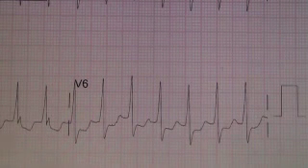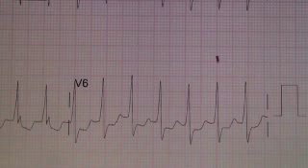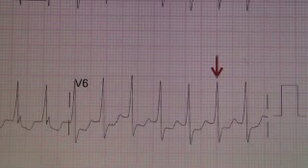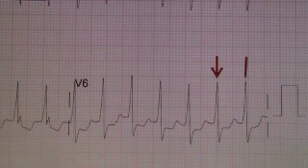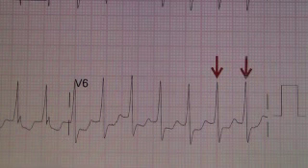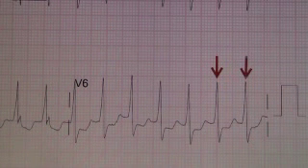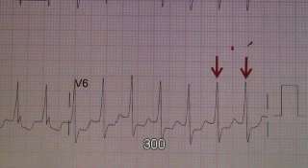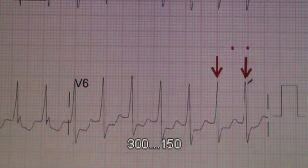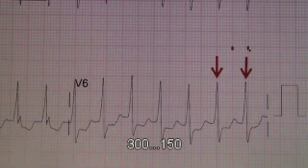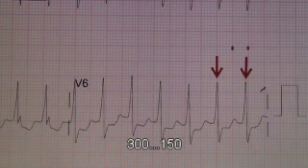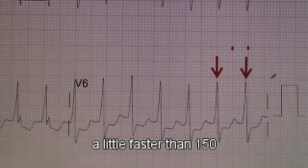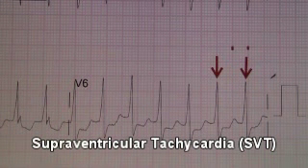This time let's examine a very fast rhythm. Find a complex that falls close to one of these heavy 5 millimeter lines, the big block lines, and the next complex is right here, very close to it. We know that this rhythm is pretty fast. Counting across from this initial point, we get 300 and then 150. Well, that complex falls just inside that 150 line, meaning that this rhythm is just a little bit faster than 150. The narrow complexes and the rate greater than 150 qualified this as an SVT rhythm.